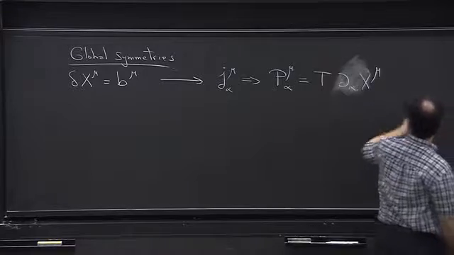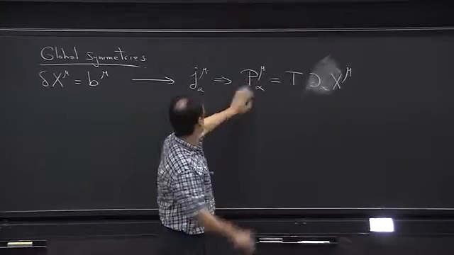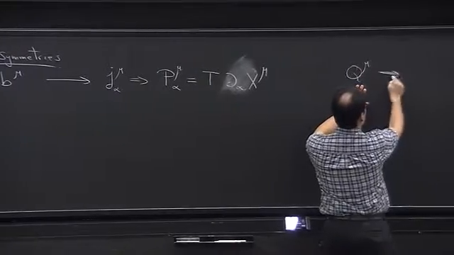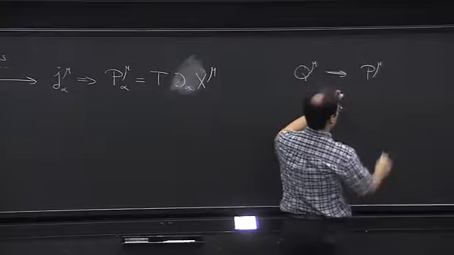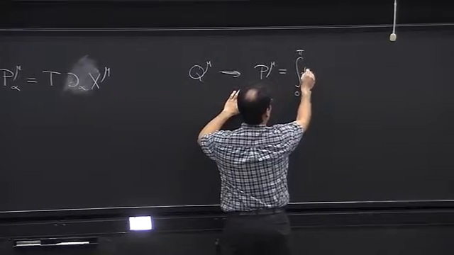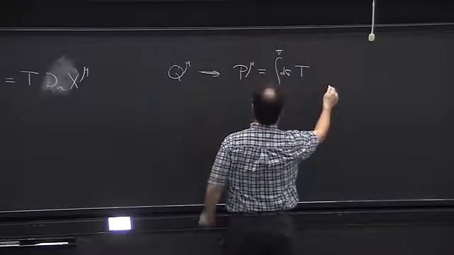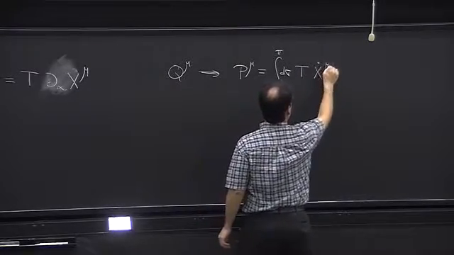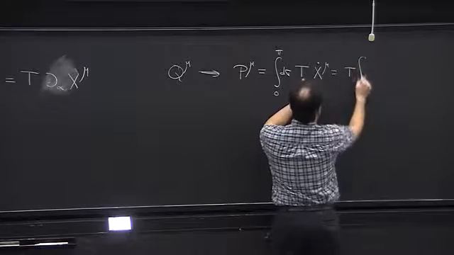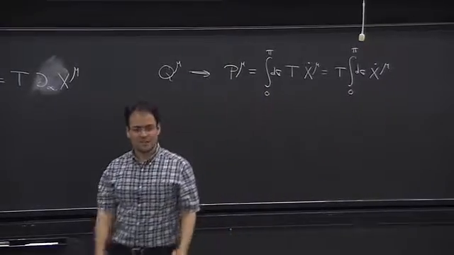Now let's compute the charge. Well, for lack of imagination, I'm not going to call it q mu, as I could have. I'm going to call it p mu. So the charge, according to my definition, should be an integral over our spatial directions of the zeroth component of the current. So that would be x dot mu, so this is just T. Now here comes the question. Is this conserved?